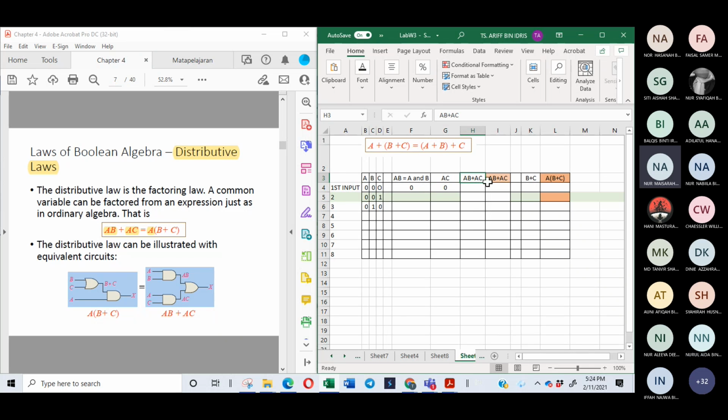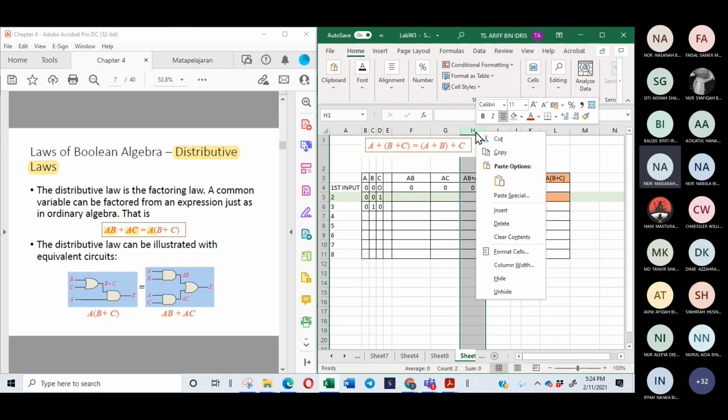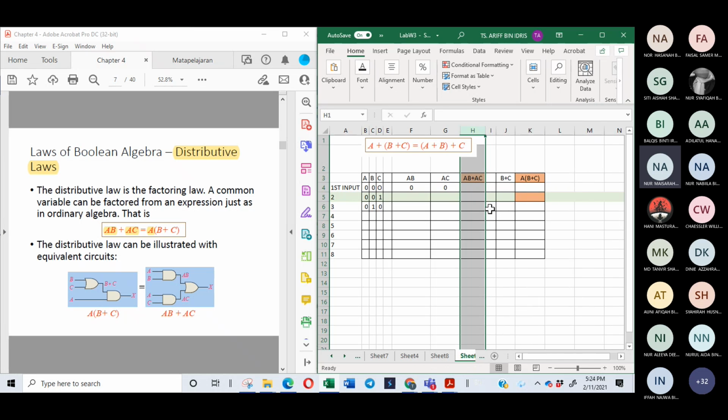Then now you need to perform the addition, you need to OR these two expressions, AB plus AC. What is the meaning of plus here, class? Plus is OR. 0 or 0, what is the result? 0. So 0 and 0 result will be 0. Is it correct, class? Yes.